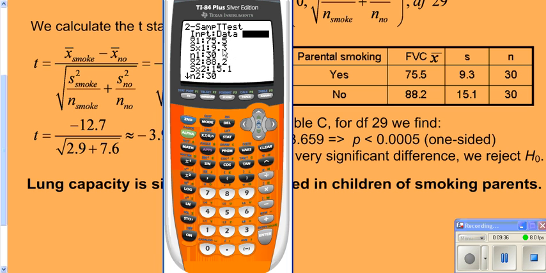You then want to go ahead and type your data in here, and you can pause it while you type it in.